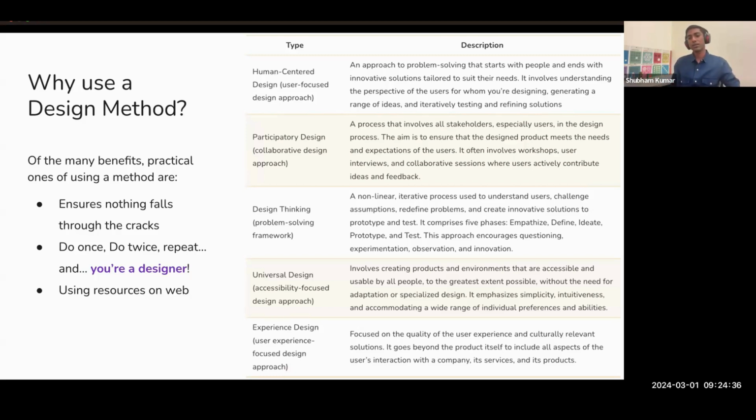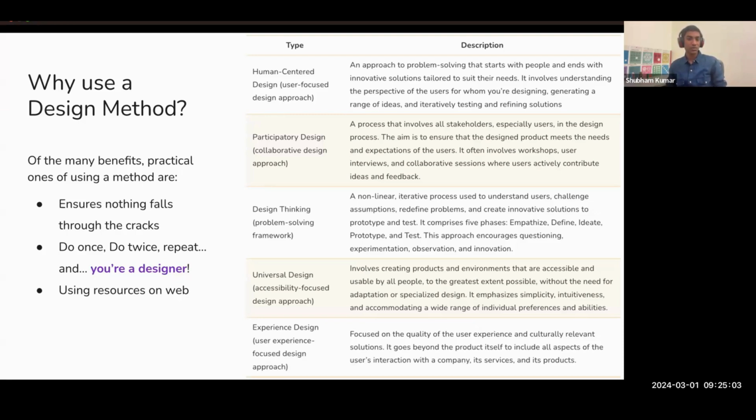And the last thing I wanted to mention why using a design method is fruitful is because it helps to access resources that are already available on the web. There are a bunch of really good articles and resources that you could access. So if you have a method, you could always refer and see how much you want to follow, adhere to a method, or if you want to figure out deviations from it. These are some of the design methods on the right.